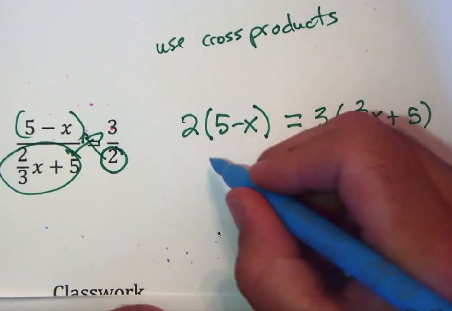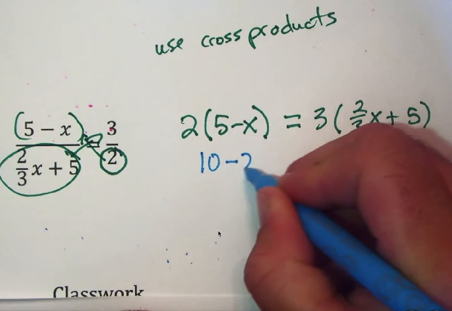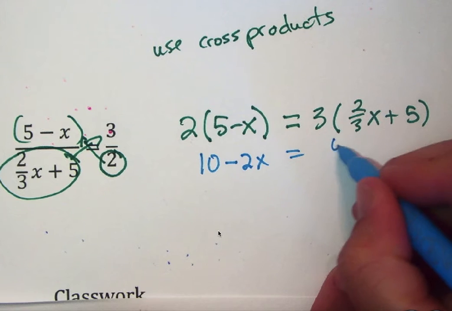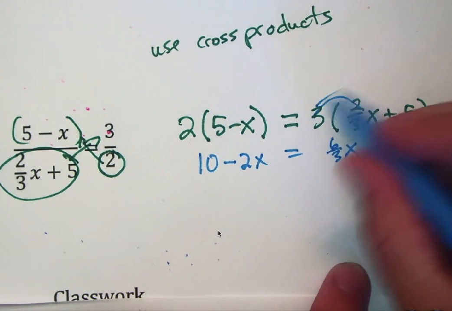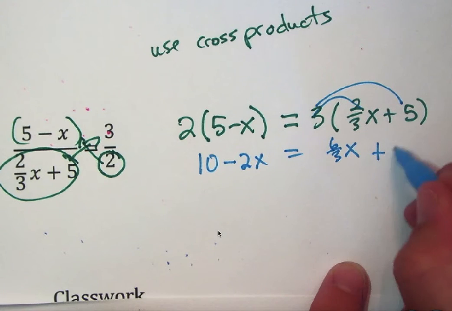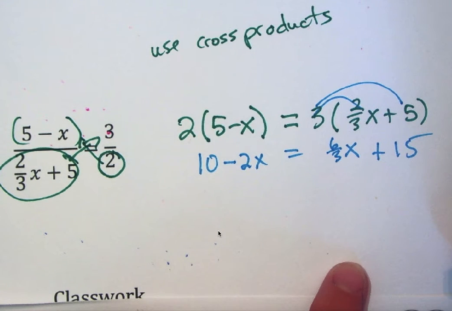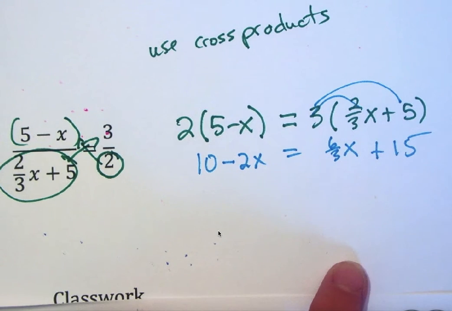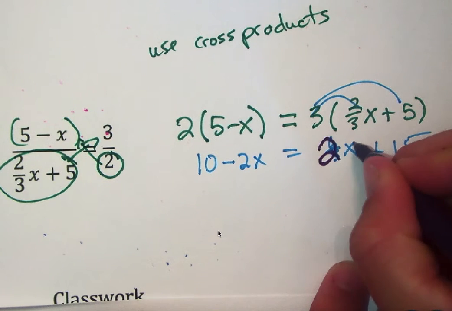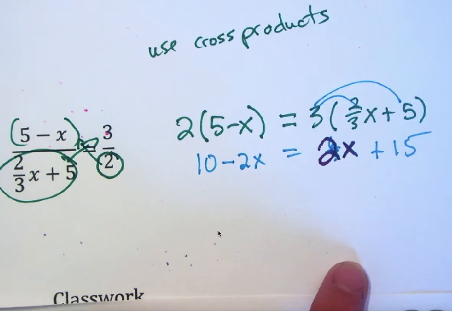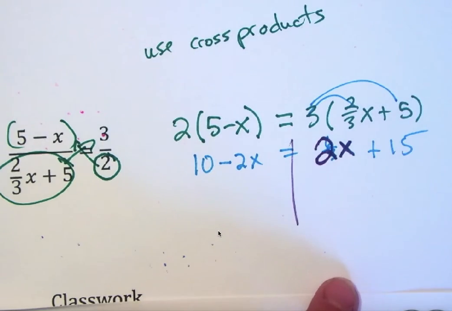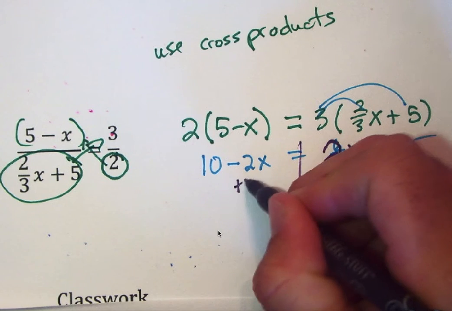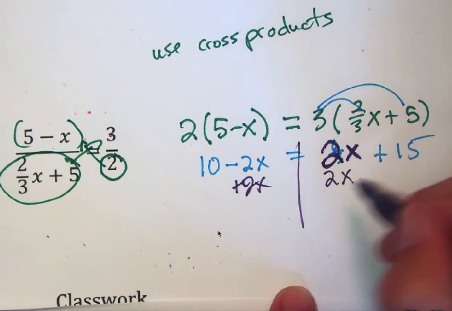2 times 5, 2 times x, you get 10 minus 2x equals 3 times 2/3 x is 6/3 x. And then 3 times 5 is 15, obviously. Okay. And then 6 over 3, we can simplify just down to 2. There we go. Sweet. And now we can solve our equation, which I still don't know what that is, because it might be more challenging. So I'm going to solve this for x by doing things to both sides.